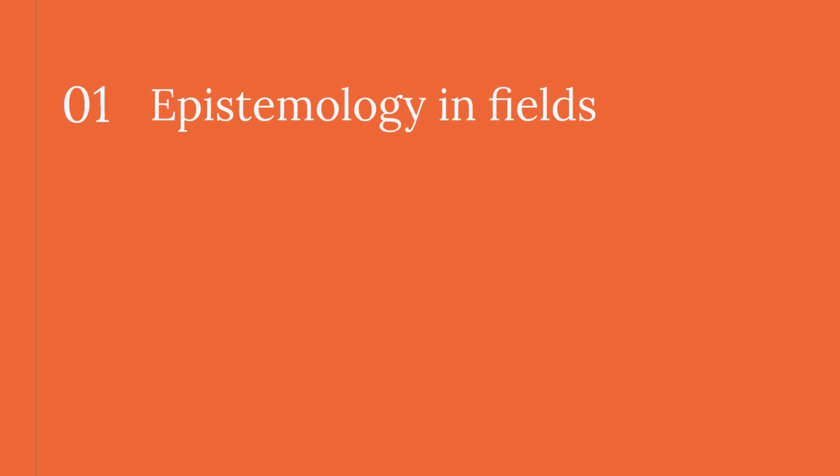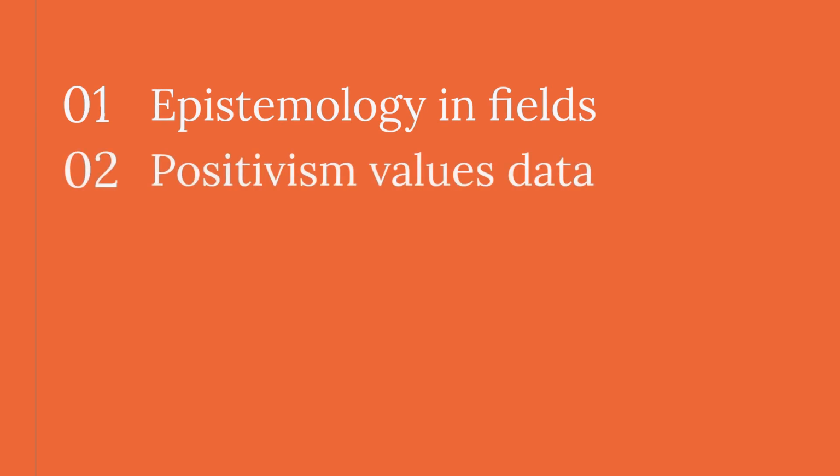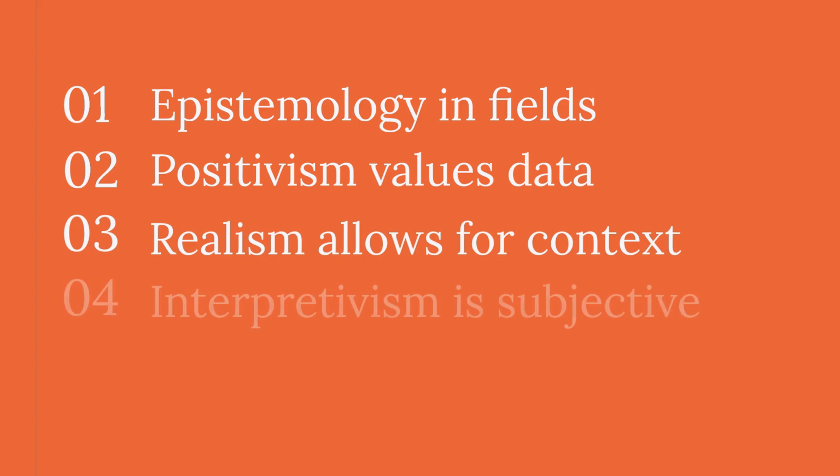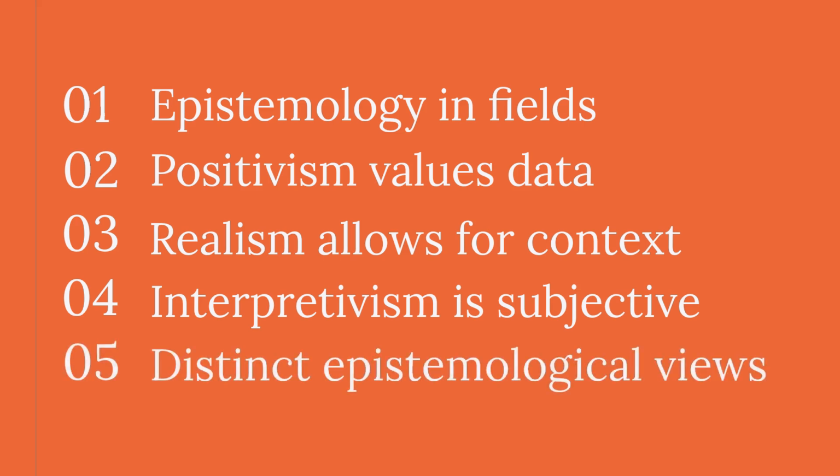Epistemology defines acceptable knowledge in a field. Positivism values observable phenomena and generalizations. Realism also values observable data but allows for context. Interpretivism focuses on subjective meanings and social phenomena. Each philosophy offers distinct epistemological views.